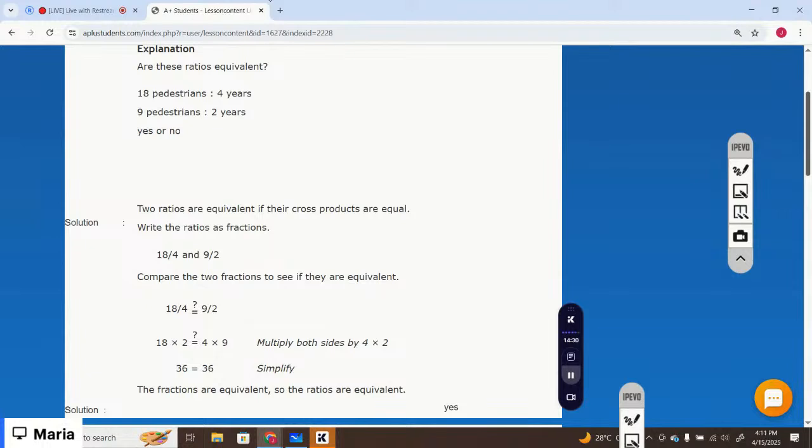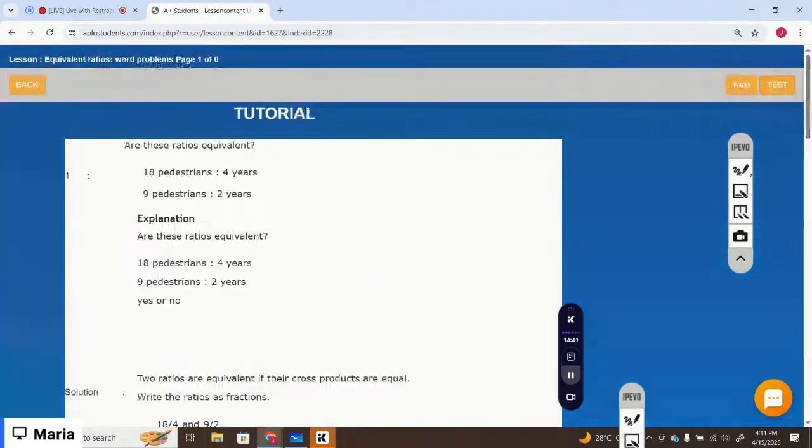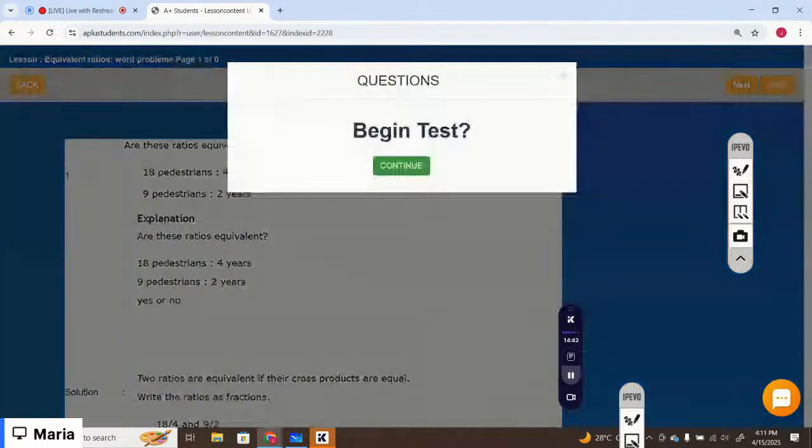So just cross multiply. 2 times 18 is 36 and 4 times 9 is 36. So both sides are exactly equivalent. So that means the fractions are equivalent. Let's just start with the test questions.